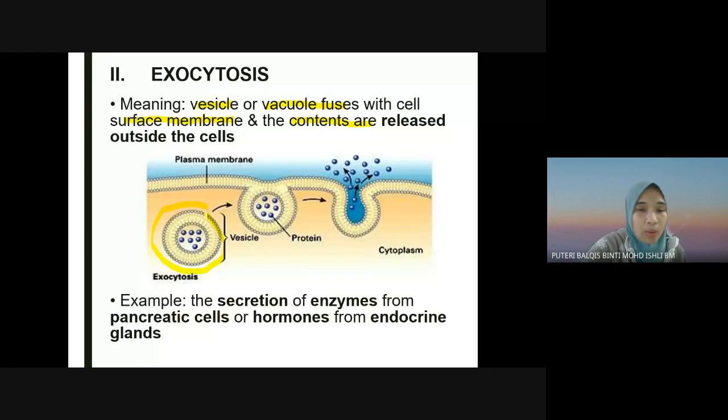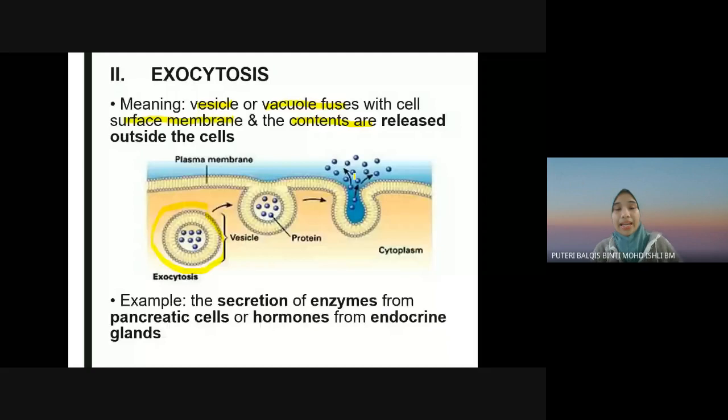Okay, so what happens is this vesicle will fuse with the plasma membrane. Sebab plasma membrane ni kan fluid mosaic model. So this vesicle will fuse with the plasma membrane and then the contents will be released outside the cell. For example, the secretion of enzyme from pancreatic cell or hormones from endocrine glands.